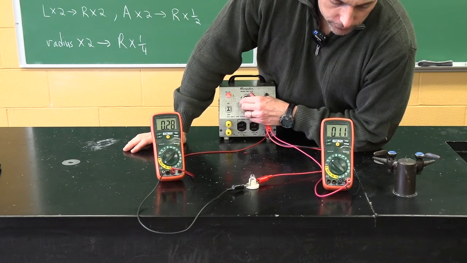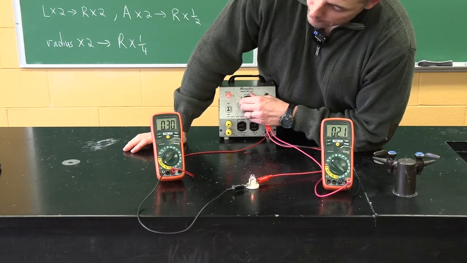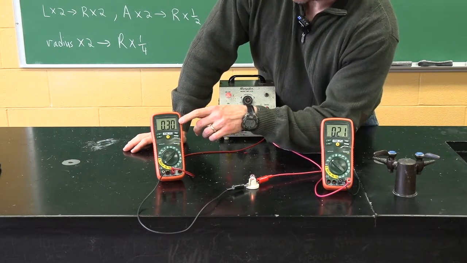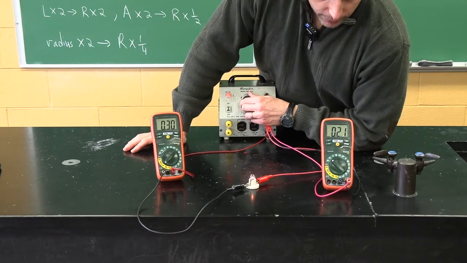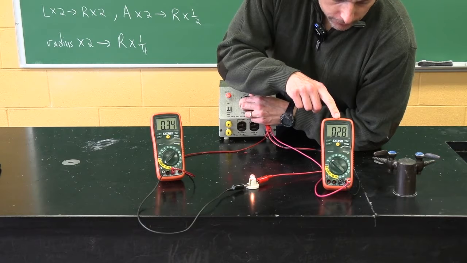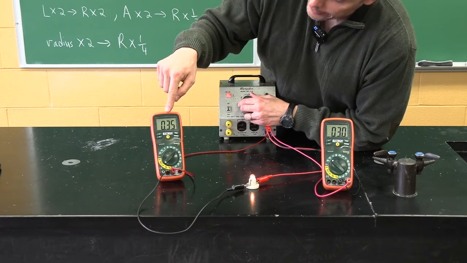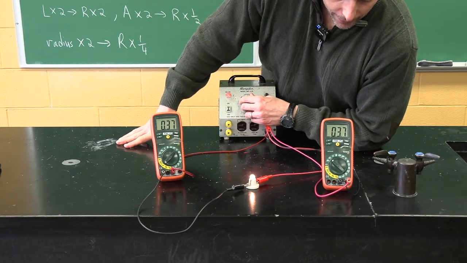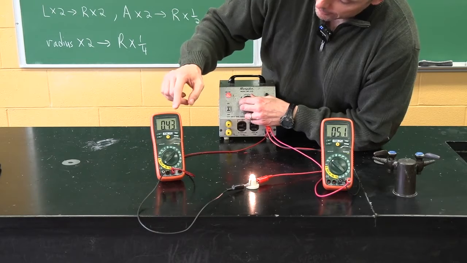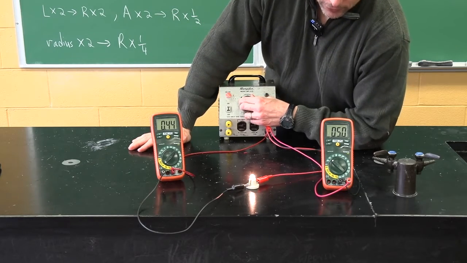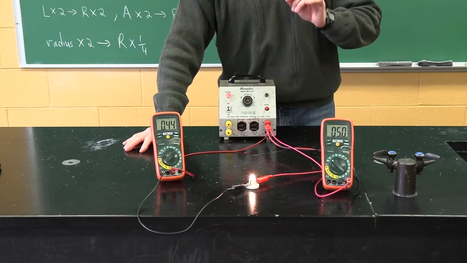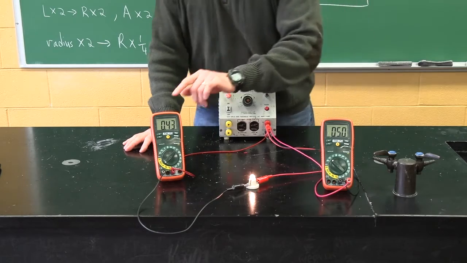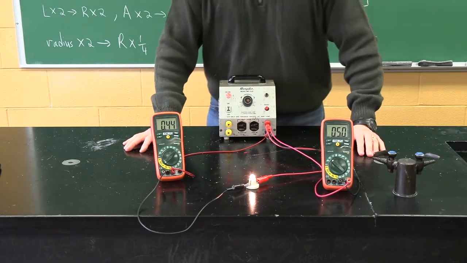Let's try 2 volts. More amps. More volts, let's go to 3. And I get more amps. These are going up together. Up to about 5, and I'm up to 0.43. So that's the first pattern we're seeing. More voltage, more current, okay?